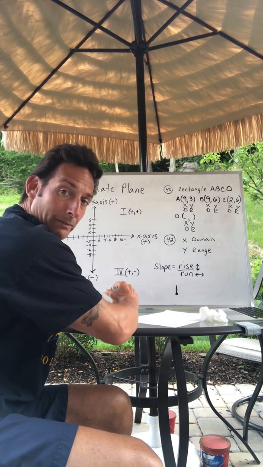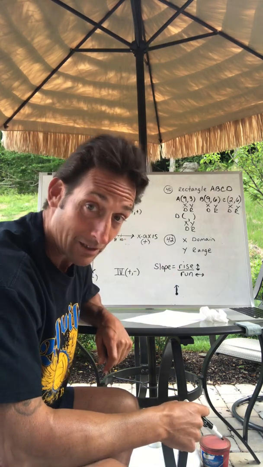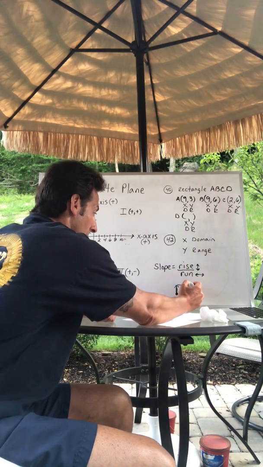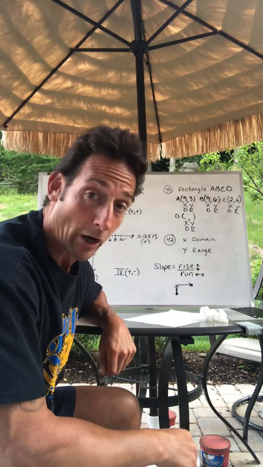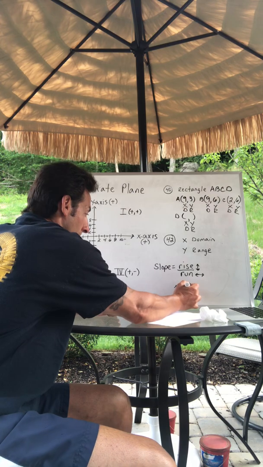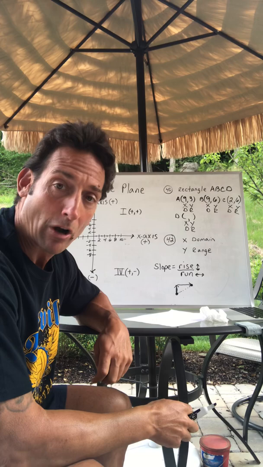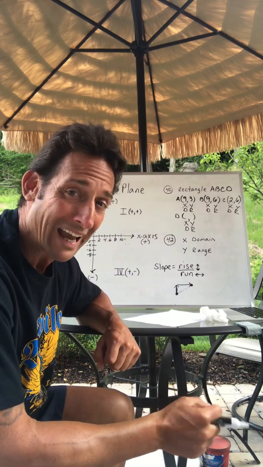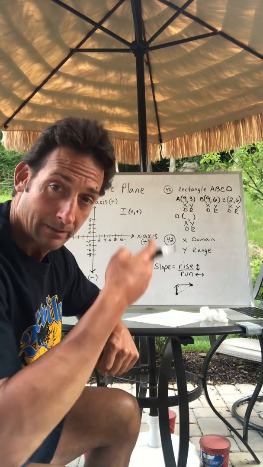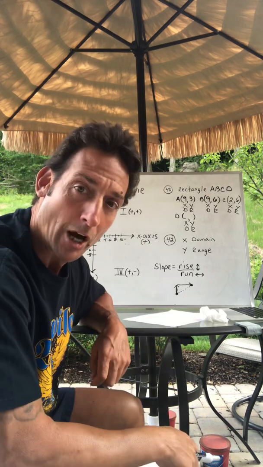I'm at a point, I rise, and then I run to another point on that line. And what ends up happening, I create a triangle. Remember, we cannot count on a diagonal on a coordinate plane, but we can count vertically and horizontally. So that should help you with your challenge.